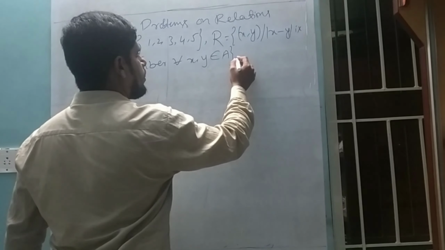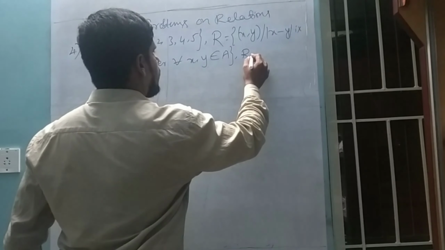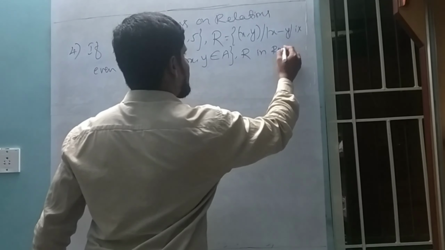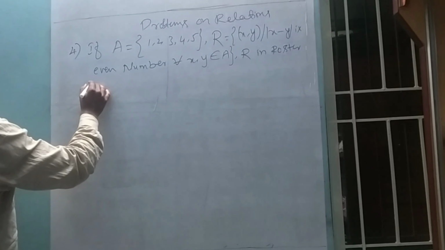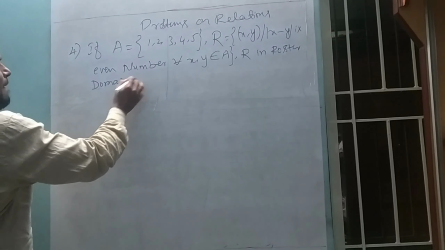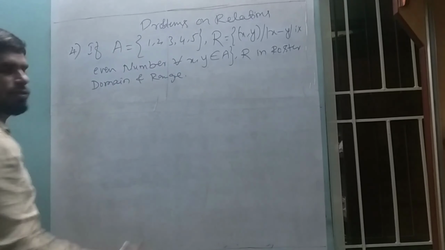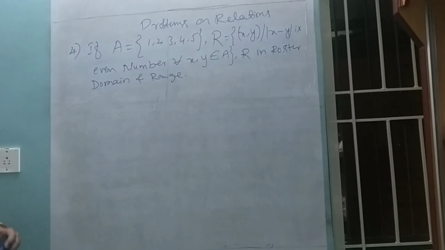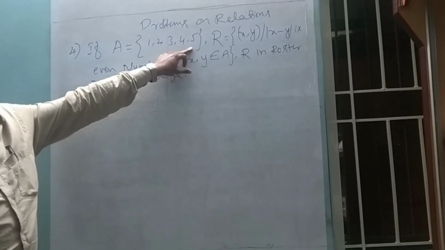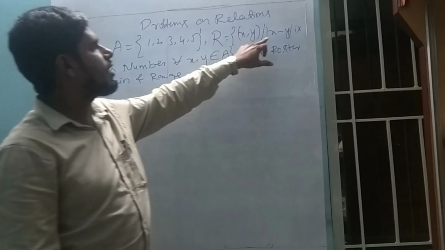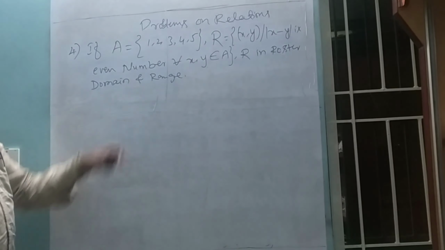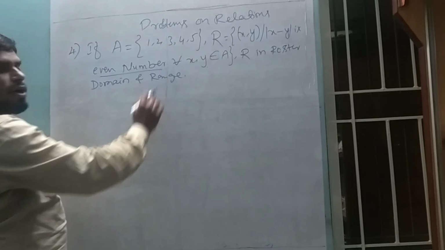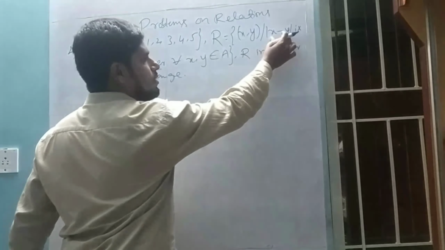Write R in roster form, then domain and range. Domain and range we should find. Same thing, R we should find in roster form, then we should write its domain and range. But what is the set here? A set is having 5 elements here. It is well defined, 1, 2, 3, 4, 5, and the relation is mod of x minus y is even number. Even number only we want. If you are getting any odd number, we will neglect that, and obviously there is a mod, there won't be any negative here.